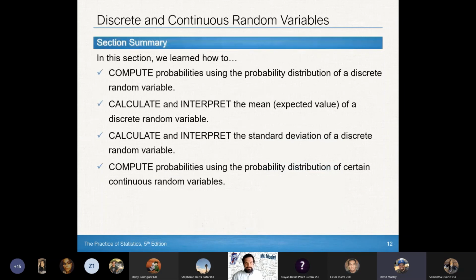And there we go. We have covered what we need from section 6.1, discrete and continuous random variables. We have computed probabilities using probability distribution of a discrete random variable. We can calculate and interpret the mean of a discrete random variable, calculate and interpret the standard deviation of a discrete random variable, and compute probabilities using the probability distribution of certain continuous random variables.